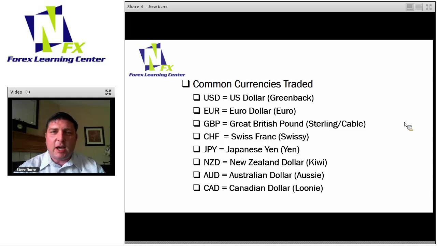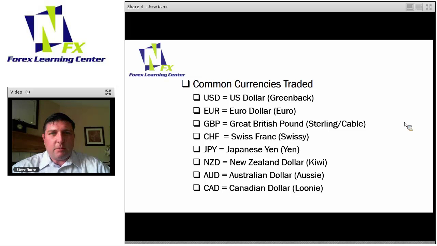The US dollar, the greenback or the buck, the euro, EUR, GBP, the Great British Pound, also known as the sterling or the cable, the Swiss franc, also known as the Swissy, Japanese yen, the New Zealand dollar, Australian dollar, Canadian dollar. People will always ask me, are there other currencies that trade?